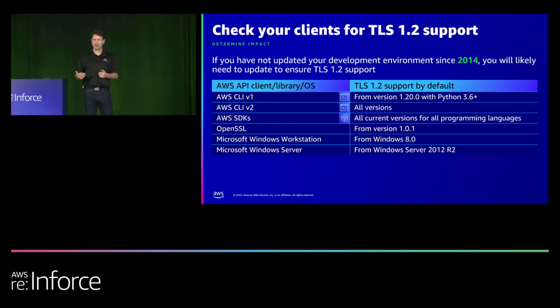If you're a Linux shop, you're probably using OpenSSL for TLS. It's not the only library, but it's definitely the most popular one. 1.0.1 is the minimum version you want to have, so TLS 1.2 will be enabled by default. If you are a Windows shop, Microsoft Windows Workstation version 8 or Server 2012 R2 and upwards. Now, there is some limited TLS 1.2 support in older versions of Windows, but those versions are not currently supported by Microsoft anymore. You're not getting support, you're not getting patching, so I wouldn't recommend using those, even if you can get TLS 1.2 to work.